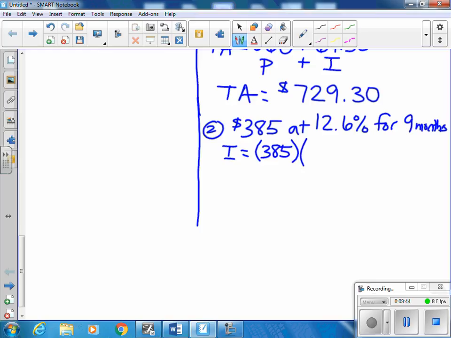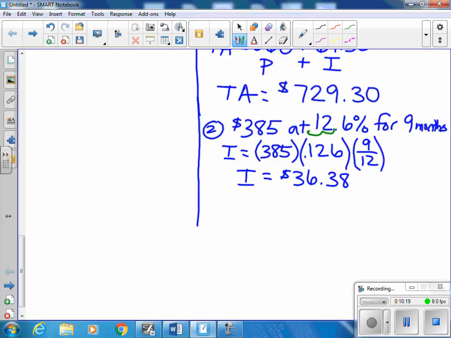Principal is $385, right? 12.6% is going to be 0.126, because remember you have to take that decimal and move it 2 places. Okay, and then for 9 months, you can't stick 9 in because that's not years. So because 9 months are out of 12, we'd have to do 9 divided by 12. Right? You don't need to worry about reducing it or turning to a decimal. Go ahead in your calculator, type in 9 divided by 12, and then work your way backwards. Times 0.126 times 385. It will give you the most accurate answer you can ever get. Okay, and so the interest for this problem is $36.38. But that's not your final answer.